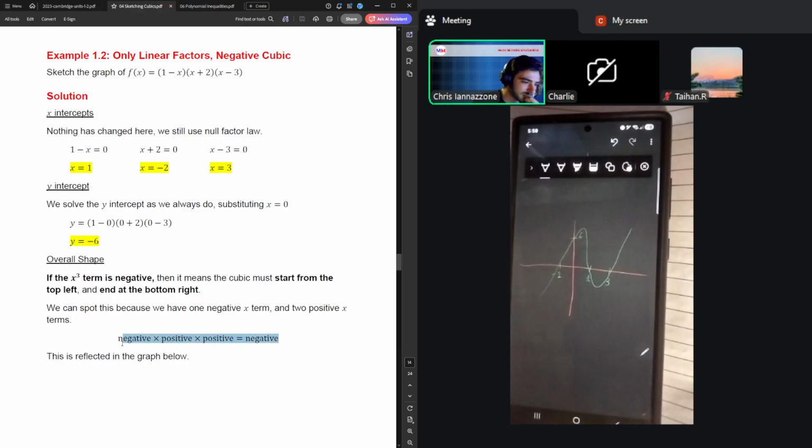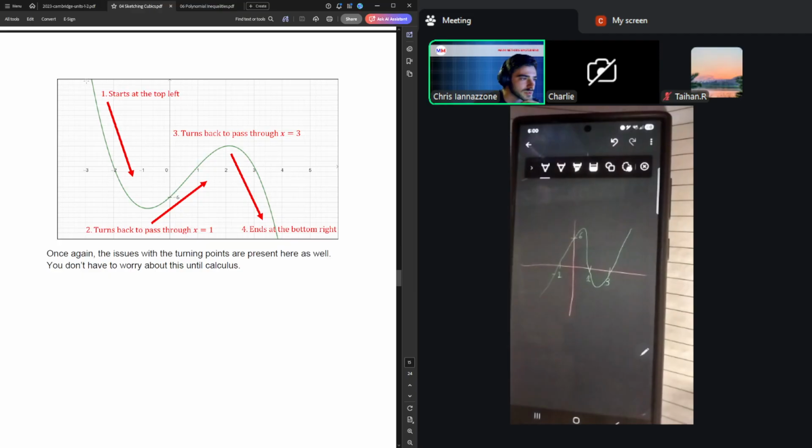So for the sign analysis on that, when you have a mismatch, a non-even number, you end up with a net negative cubic, but everything else is the same. X-intercept, let y equal 0, y-intercept, let x equal 0. We have all our key features. Negatives will start at the top left and end at the bottom right. Again, just try to draw your thing with as few curves as possible.